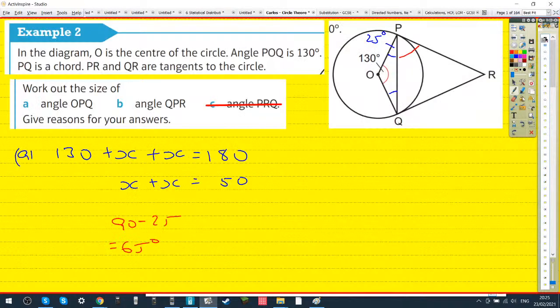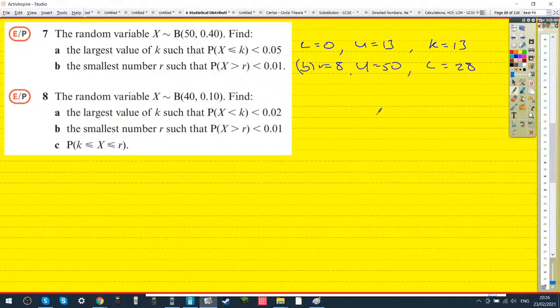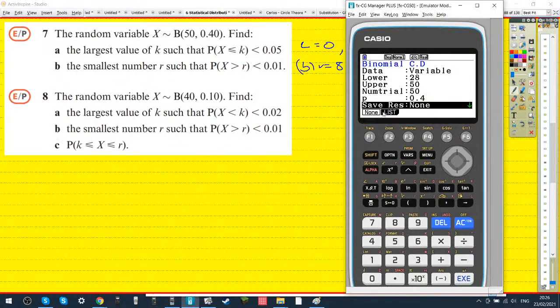Would it be 0? Oh, really? Is it 0? Might be. Hang on. Let's see. So number of trials is 40. Probability 0.1. The lower is 0. Let me put in 1. So that's too big. I think there might be a trick to this one though. Any idea what it might be?